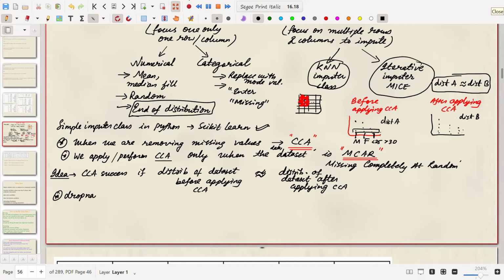Now that we know what is CCA, that is complete case analysis, there would be some advantages and some disadvantages of that method. Now, what are the advantages of CCA?